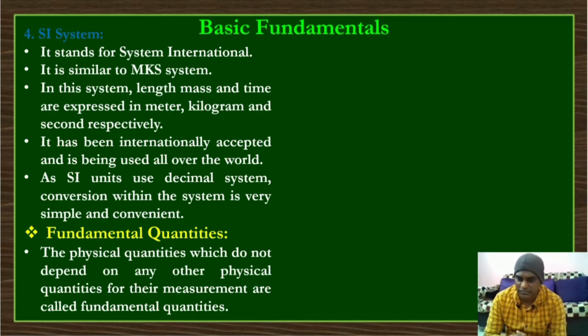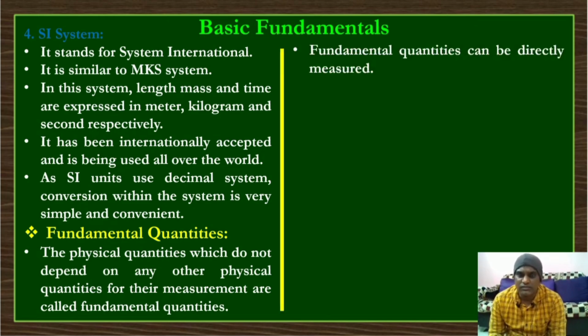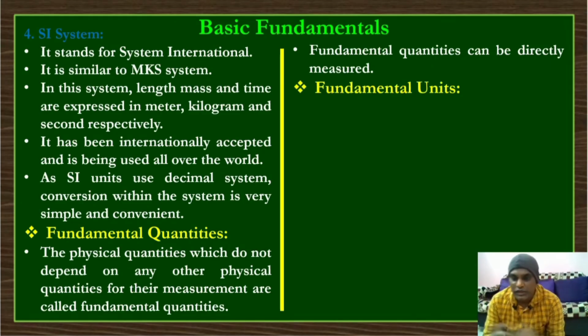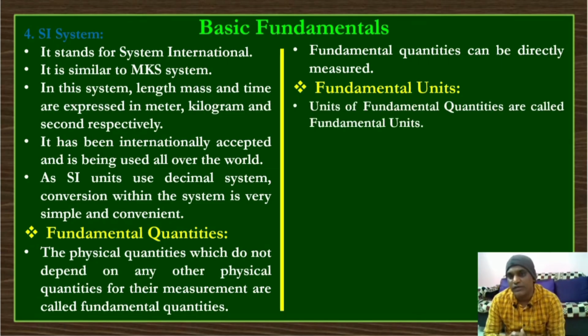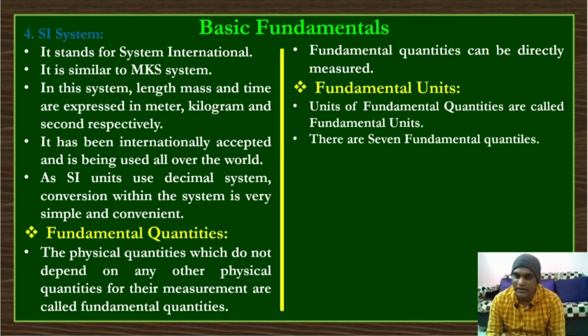Like mass. There is no combination of anything. Mass means mass. So there are such kinds of quantities, and those that are directly measured are called fundamental quantities. Now what is a fundamental unit then? Units of all these fundamental quantities are called fundamental units. Units of the fundamental quantities are called fundamental units.